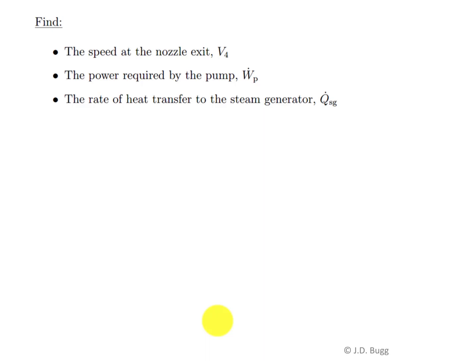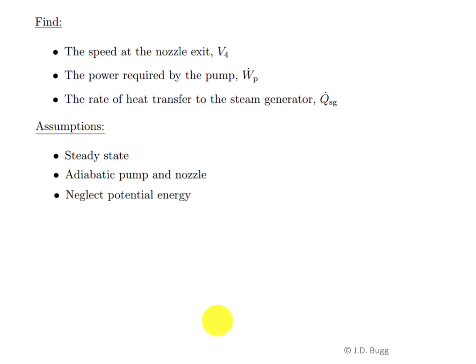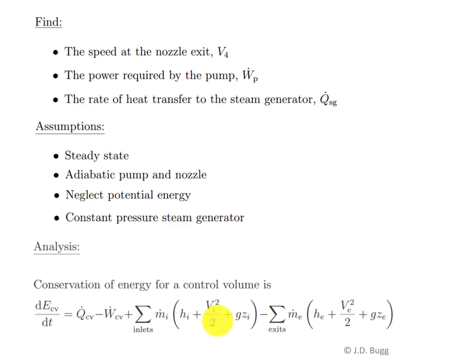The assumptions we'll be making along the way: this system is operating at steady state, adiabatic pump and nozzle, so no heat transfer between the pump and the nozzle and the surroundings. We're going to neglect potential energy everywhere. And the steam generator is operating at constant pressure.